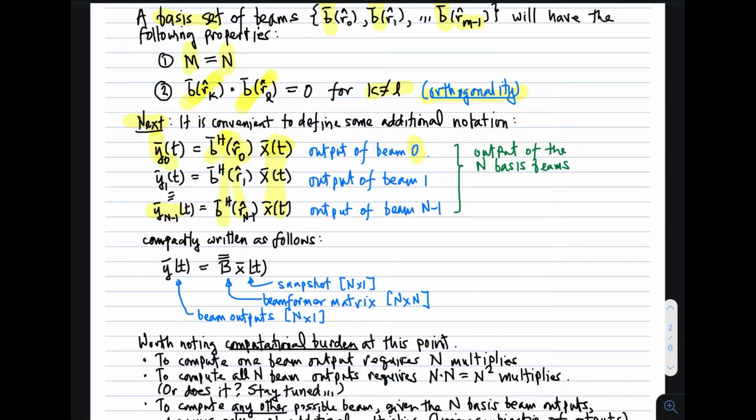So I can describe this whole operation at once as a matrix operation, namely that the snapshot vector is left multiplied by a matrix comprised of these beamforming vectors, and that gives me the set of beam outputs. And this is multibeaming. Right? Multibeaming is taking a snapshot, running it through a beamformer matrix, and getting outputs. And if that beamformer matrix is comprised of a basis set of beams, then that set of beam outputs, in fact, is everything we need to form the output of any other beam, even though we haven't computed it as part of the original beamforming operation.